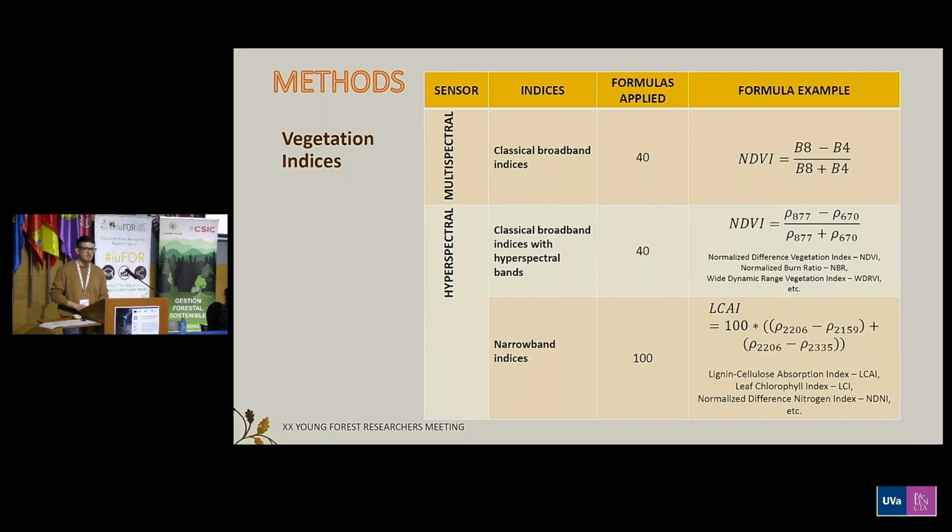Also, it's important to mention that we use a bunch of formulas to calculate the vegetation indices, like the classical broad band indices and the narrow band ones. But if you see in this chart, you can notice that we use some of the classical formulas to compute the hyperspectral vegetation indices. That's because we try to use most of the knowledge and information that we have to get the better prediction of the fire severity.